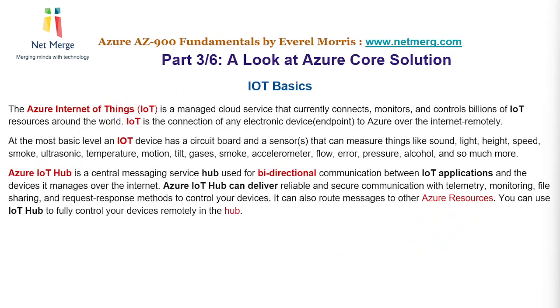Now, Azure has three core services, actually four core services, and we're going to look at all of them. The first one is the IoT Hub. It's a central messaging service at the bottom of the IoT resource pool, and it's used for bi-directional communication between the IoT application and the devices that it manages over the internet. So there's two-way communication between an IoT Hub and the actual device, and the device is anything with a circuit board.